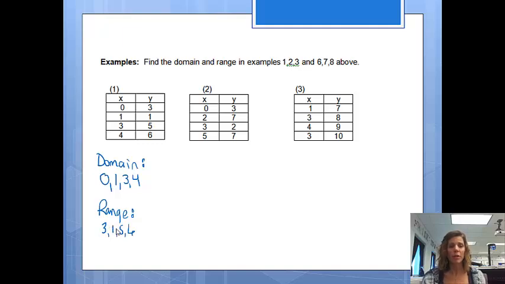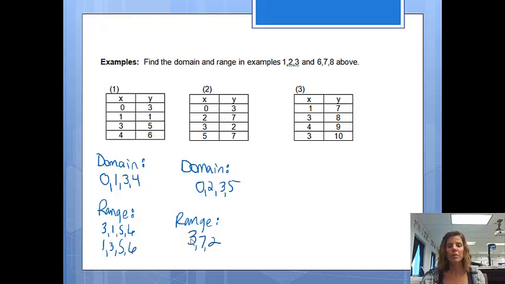And now it's up to you. If you'd like to put those in order, we could, so we could list it as 1, 3, 5, 6 as well. Your choice. All right, let's take a look at example 2. My domain is again a listing of all the x values: 0, 2, 3, 5. And then the range is a listing of all the y values. Please notice that even though it says 3, 7, 2, 7, I'm only going to list 3, 7, 2 because I already listed 7 and I don't need to list it again. And again, if we wanted to put this in order, we could. I'll leave that up to you.